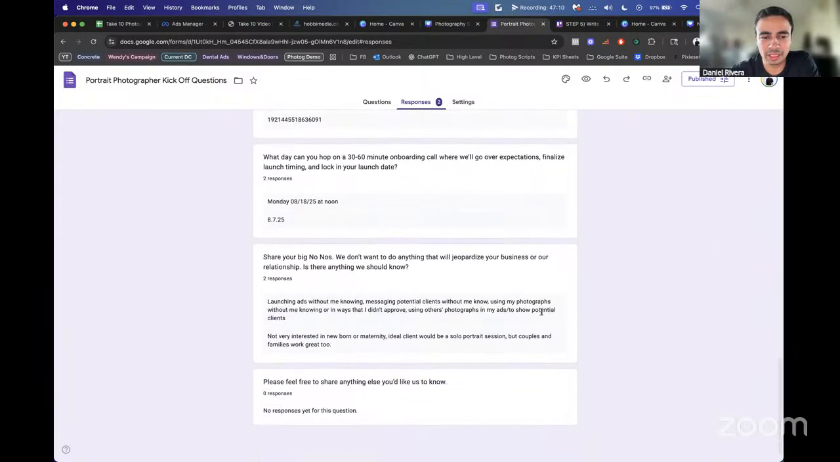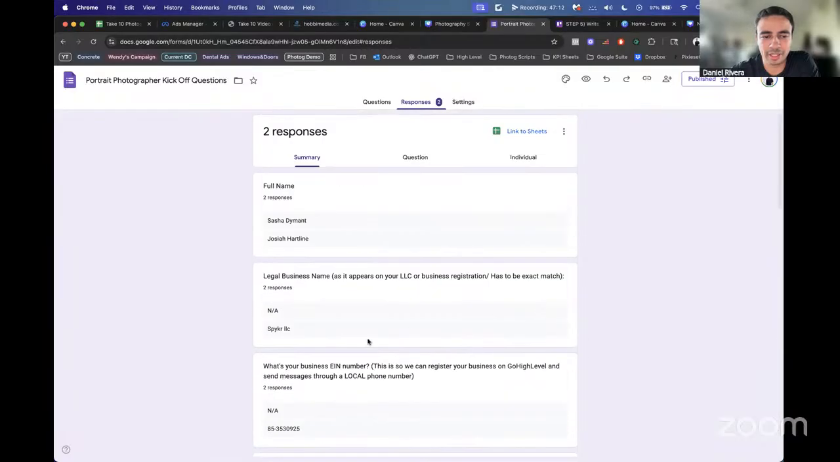Mason helped me with A2P for Josiah, so I'm hoping that gets approved. If that's approved, then I'm pretty much good to rock and roll with him.